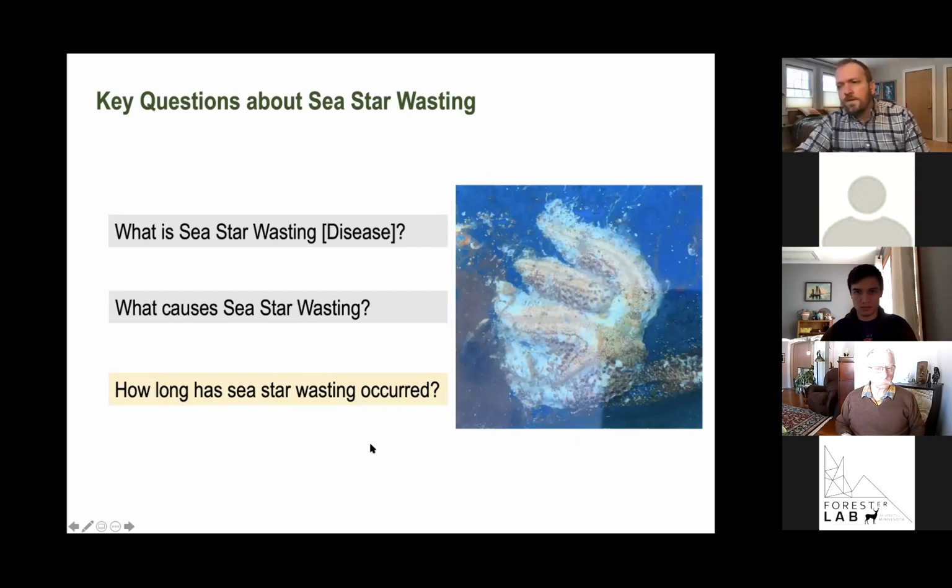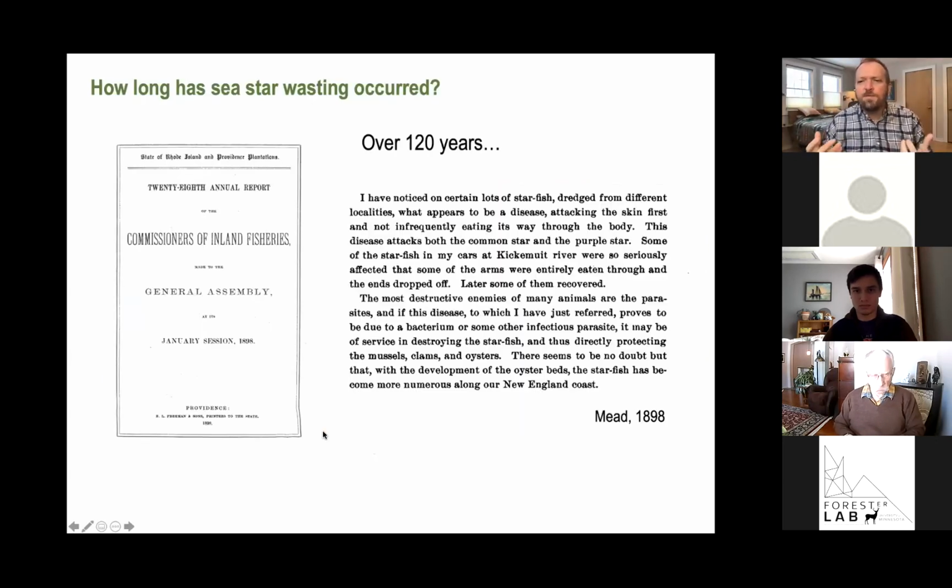So I just want to end this talk with a minute talking about how long sea star wasting has been around. I mentioned that sea star wasting first appeared mysteriously in 2013. But the truth is that it's been around for a really, really long time, all right? So this is from a paper in 1898. And what you'll see here is a great description of sea star wasting as it occurs in today's ocean, all right? The disease attacks both the common star and the purple star. It attacks the skin first and not infrequently eats its way through the body wall, all right? So it looks as though this has been around for a while.